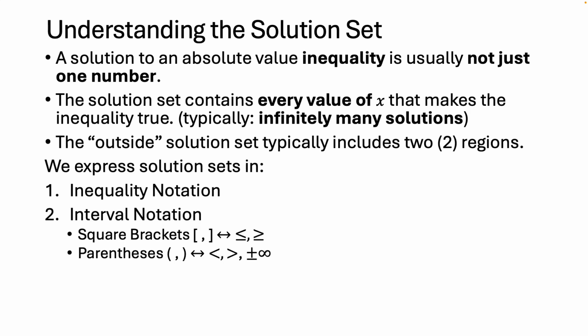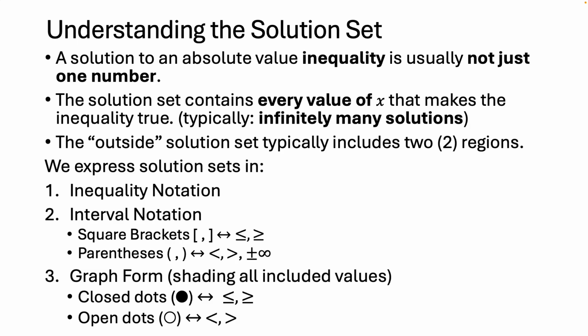Remember that we use square brackets for regular inequalities, less than or equal to or greater than or equal to, and round parentheses for strict inequalities, less than, greater than, and positive and negative infinity always receive parentheses in interval notation. We also graph these solution sets on the number line where we shade all of the included values of the solution set. Closed dots correspond with regular inequalities to denote the endpoints are included. Open dots correspond with strict inequalities to denote that the endpoints are excluded.